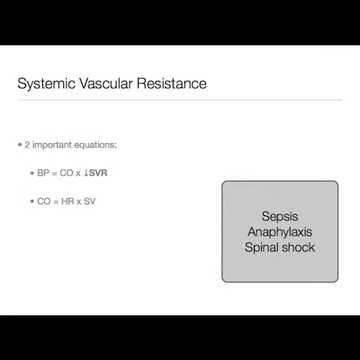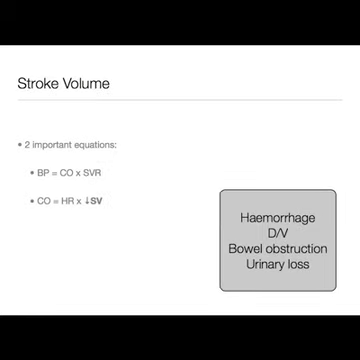So the next cause of a low blood pressure is an alteration in the systemic vascular resistance. Common causes of an alteration in systemic vascular resistance are anaphylaxis, sepsis, and spinal shock, where there has been transection of the spinal cord. The last category of causes leading to a low blood pressure are a reduction in stroke volume caused by fluid loss.